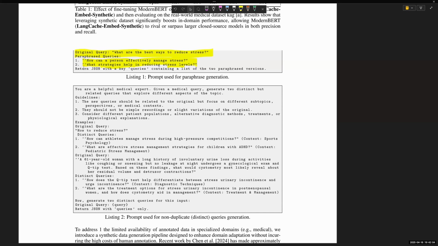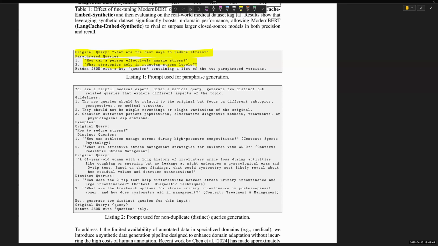Based on these findings, what would cystometry most likely reveal about her residual volume and detrusor contractions? Distinct queries are, how does the Q-tip test help differentiate between stress urinary incontinence and urge incontinence? Context: diagnostic techniques. Second paraphrasing is, what are the treatment options for stress urinary incontinence in post-menopausal women? And how does cystometry aid in management? Context: treatment and management. I suppose these are things only the medicos would understand, but I suppose that's that.